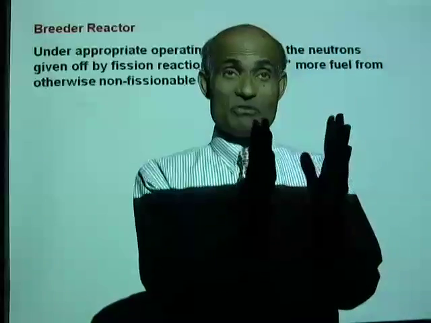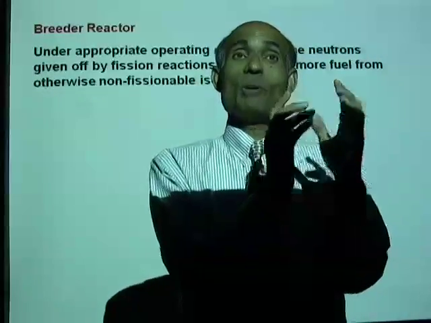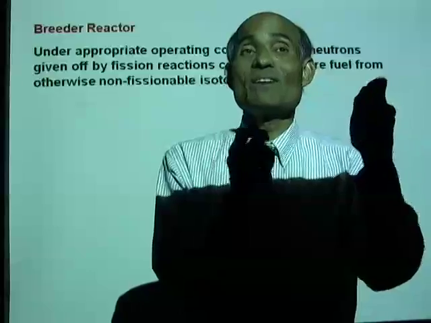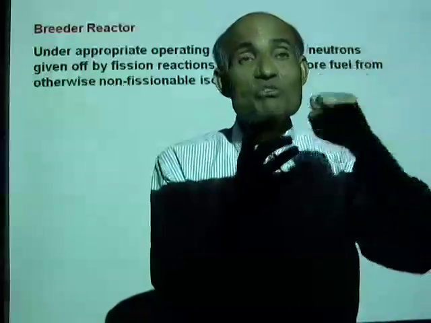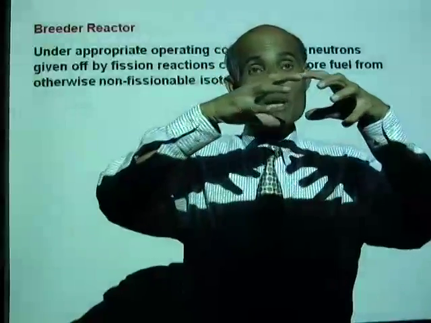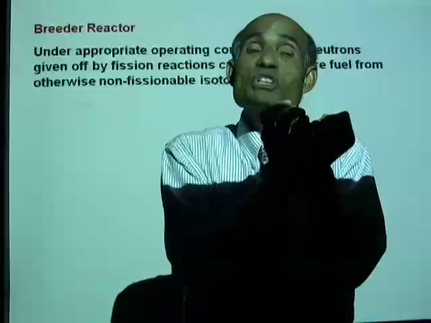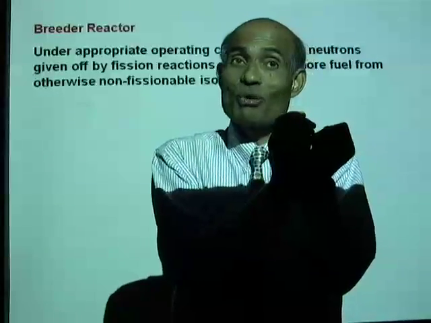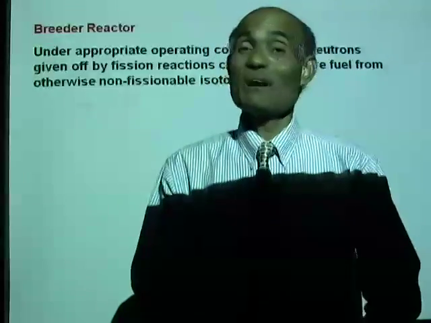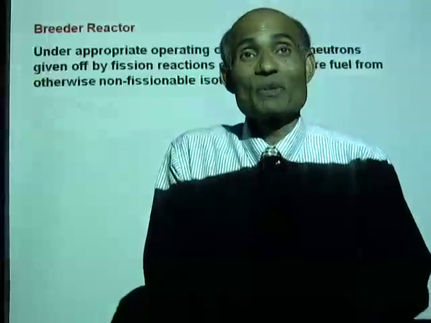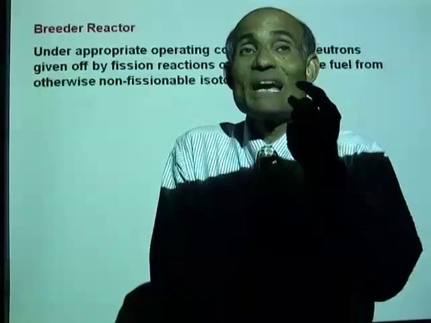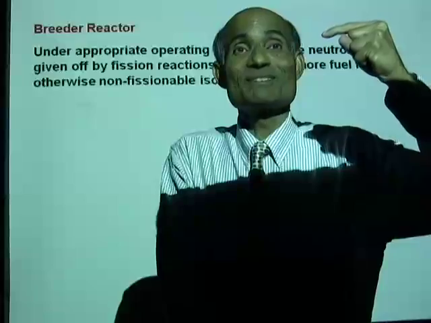So when you look at a fuel rod, most of the fuel rod is non-fissionable uranium-238. Only a small part of it is fissionable U-235. Now, in a breeder reactor, you can actually make that uranium-238, which is otherwise non-fissionable, into fissionable material by making it radioactive. Now, how is that possible? You know that when a radioactive nucleus emits a beta radiation, the atomic number increases by 1 unit.